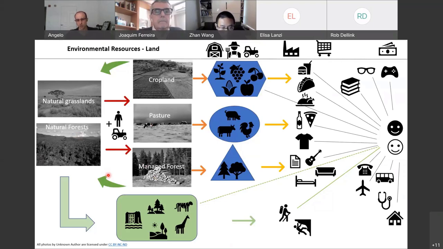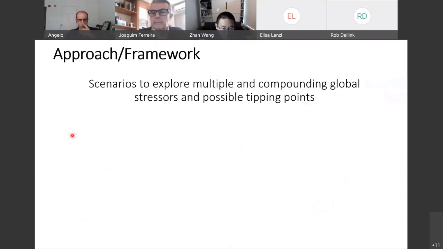If we have stronger stressors to produce more food and more agriculture, we can see a more intensified transformation from natural areas to agriculture areas. So how do we try to answer our question under this multi-system dynamics approach?